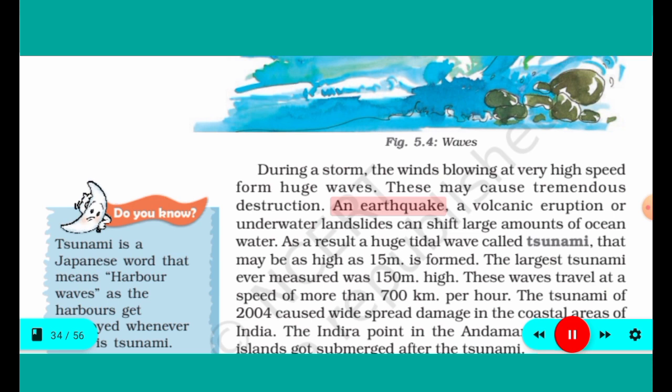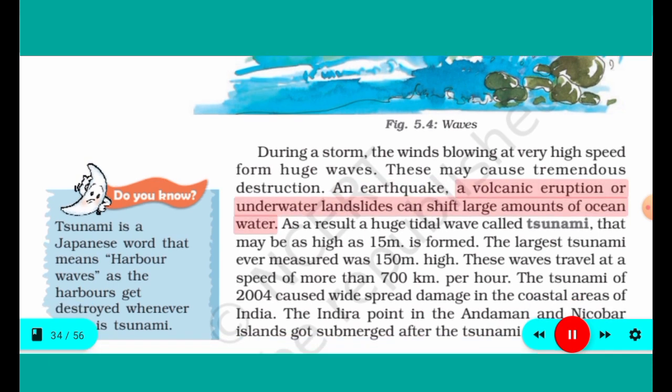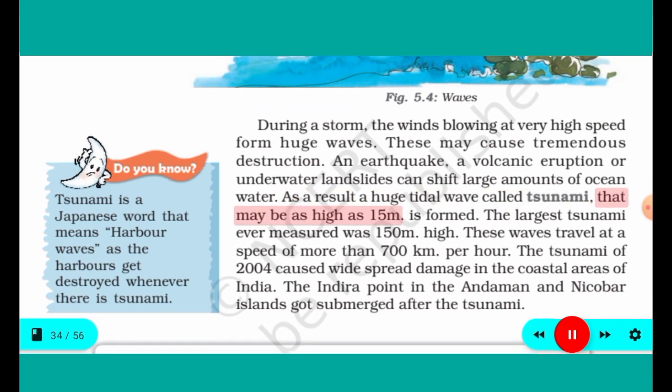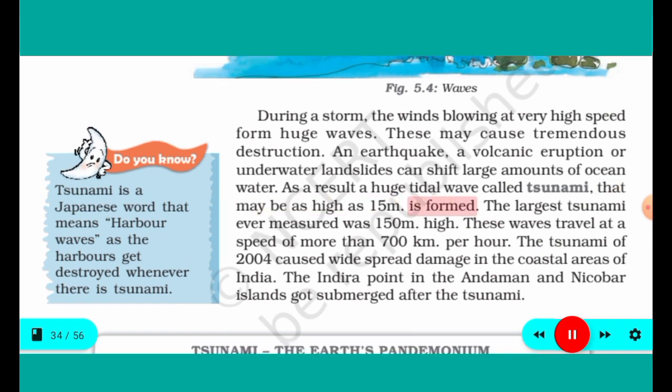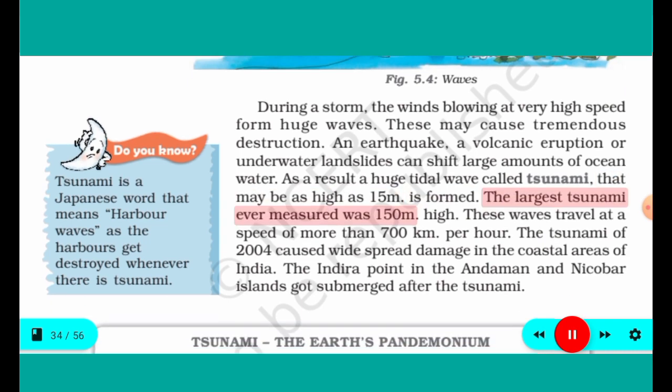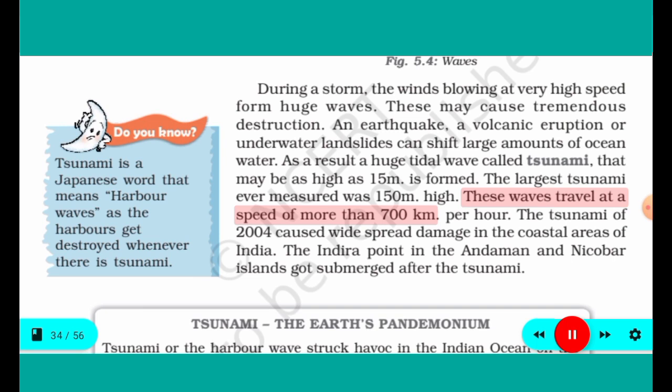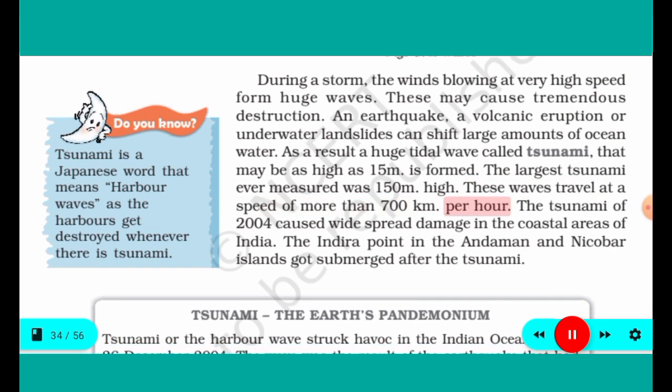An earthquake, a volcanic eruption, or underwater landslides can shift large amounts of ocean water. As a result, a huge tidal wave called tsunami, that may be as high as 15 meters, is formed. The largest tsunami ever measured was 150 meters high. These waves travel at a speed of more than 700 kilometers per hour.